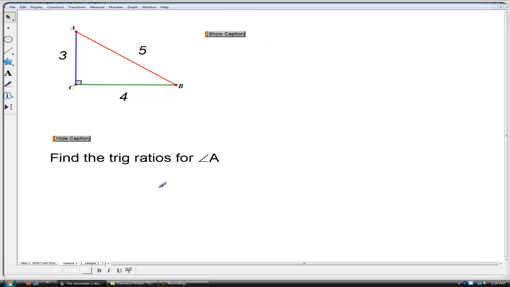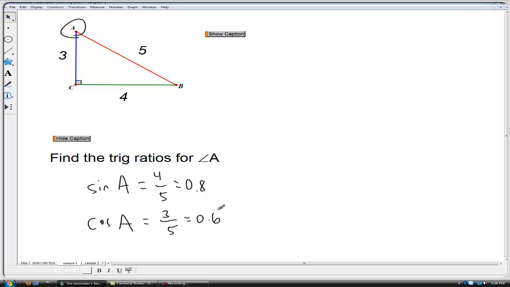And let's also find trig ratios for angle A. So first locate angle A. Sine A. Sine is opposite leg over hypotenuse. 4/5, which is 0.8. Cosine A. Cosine is adjacent over hypotenuse, which is 3/5, also 0.6. And tangent A is opposite leg over adjacent leg, which is 4/3, which is 1.3 repeating.